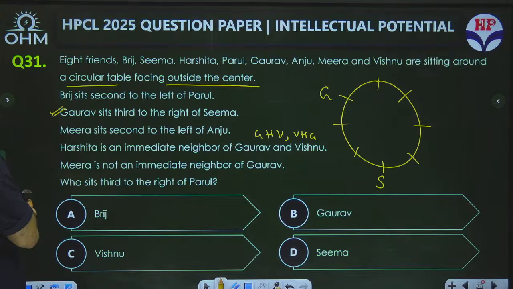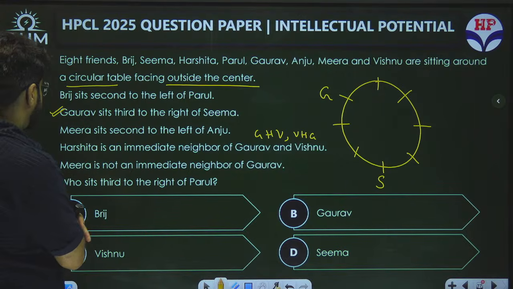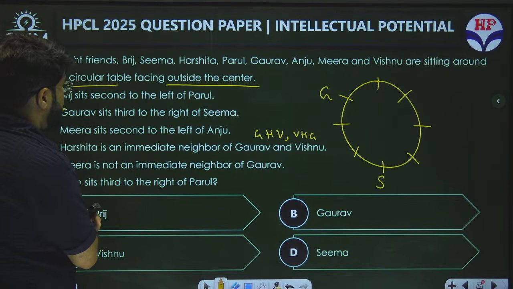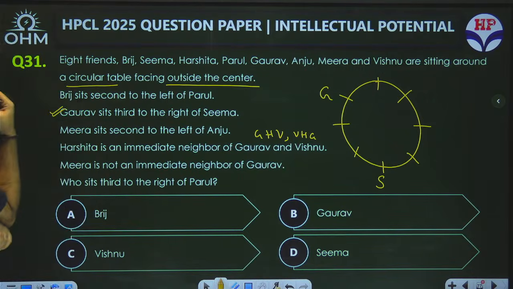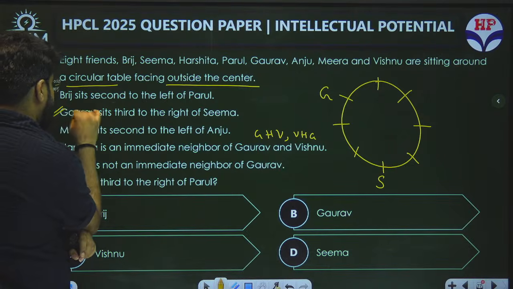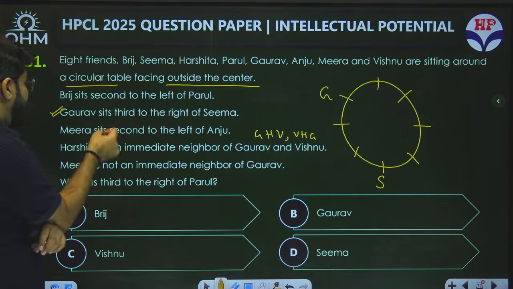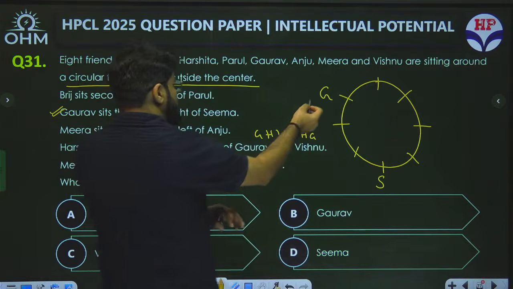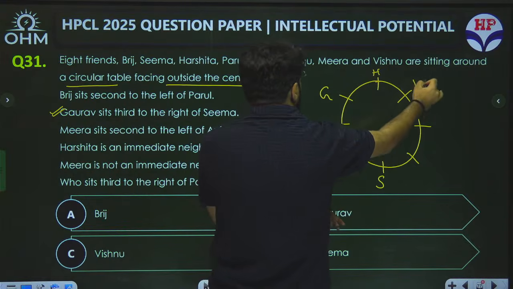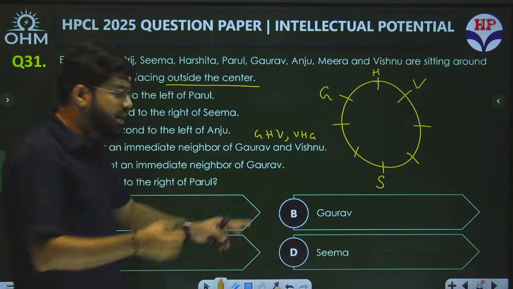Meera is not an immediate neighbor of Gaurav. Meera cannot be an immediate neighbor of Gaurav. So, Harshita is an immediate neighbor of Gaurav. So let's try any of these two. Suppose this is Gaurav, this is Harshita, this is Vishnu. We can try sometimes. Okay, if it fails, I'll take the other one.